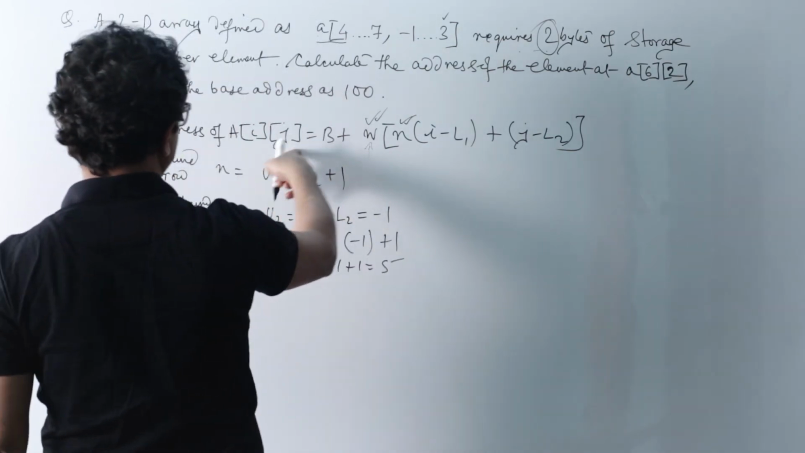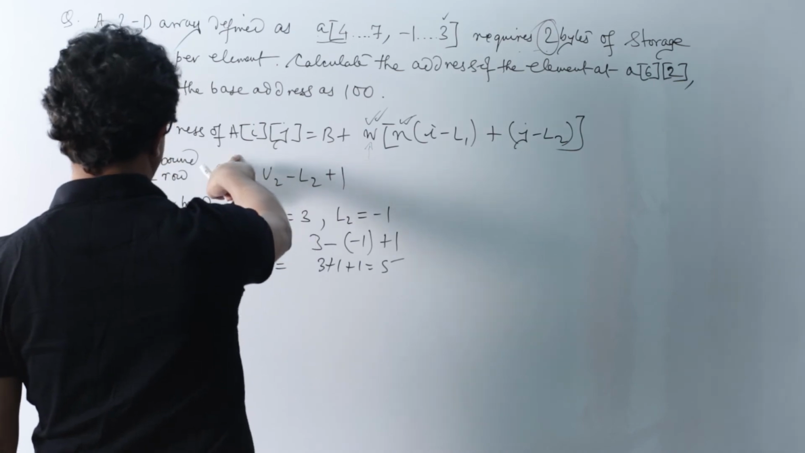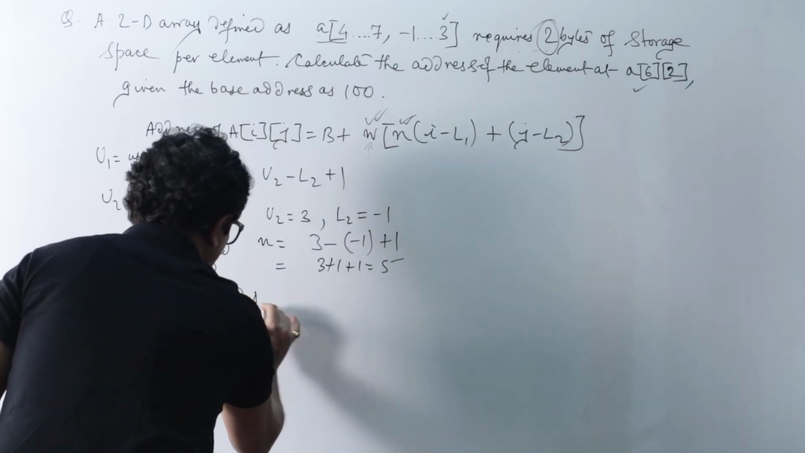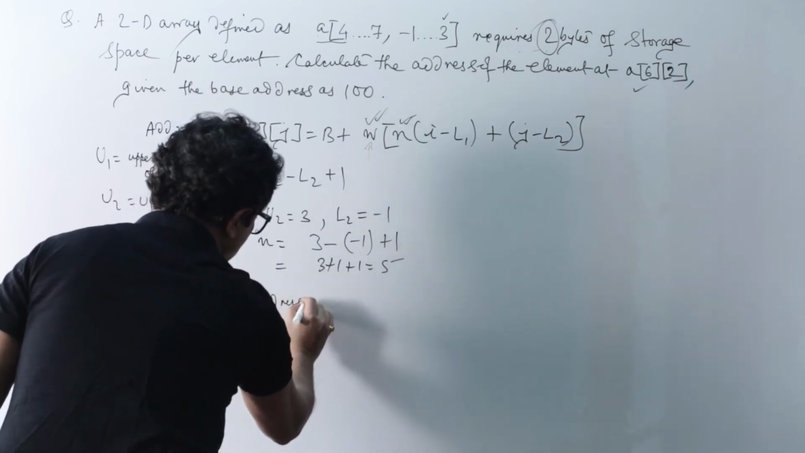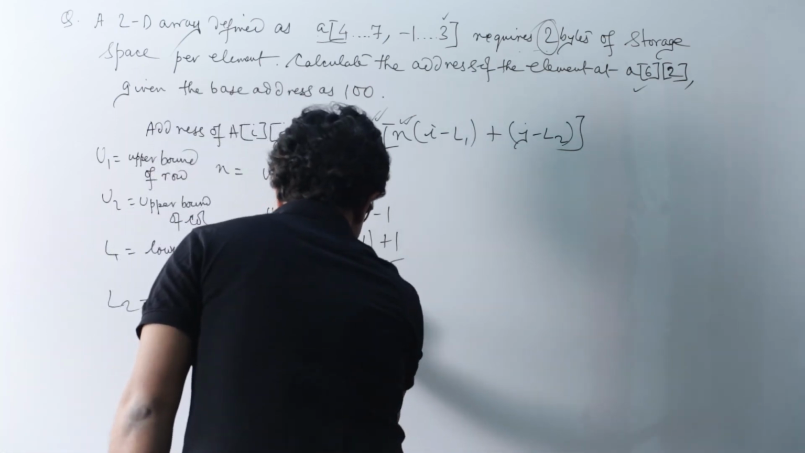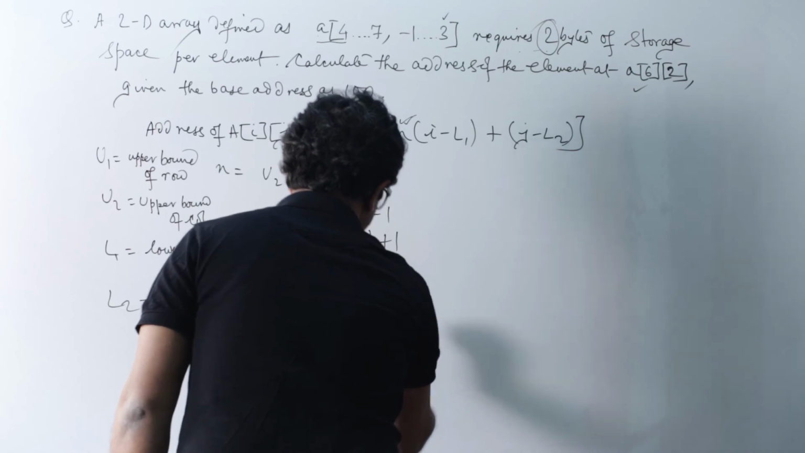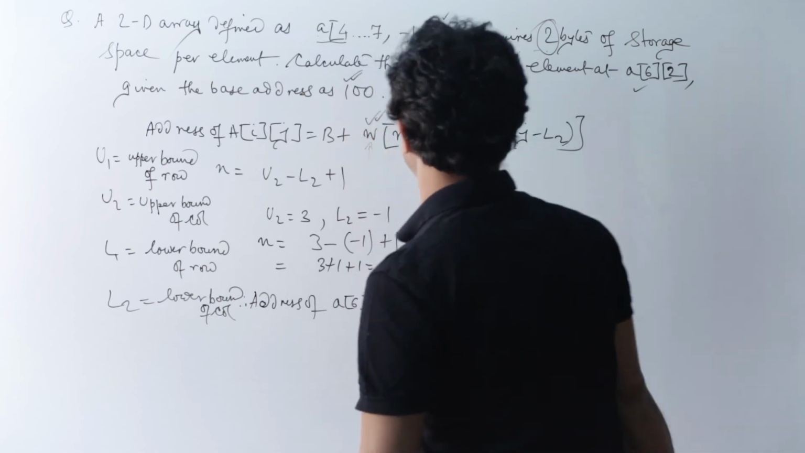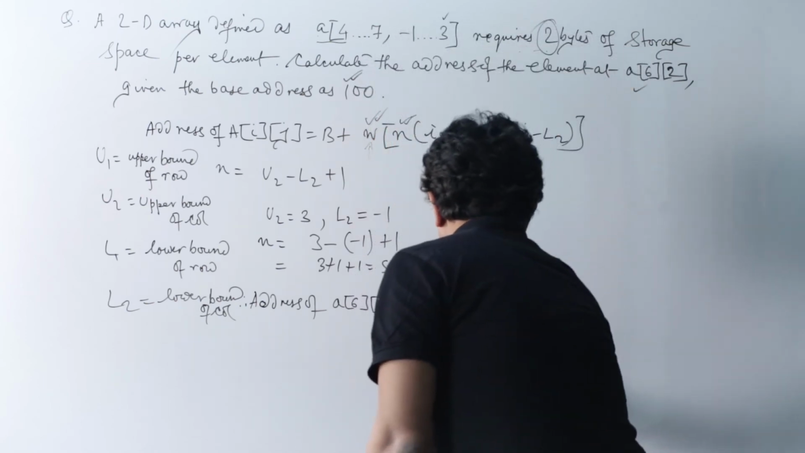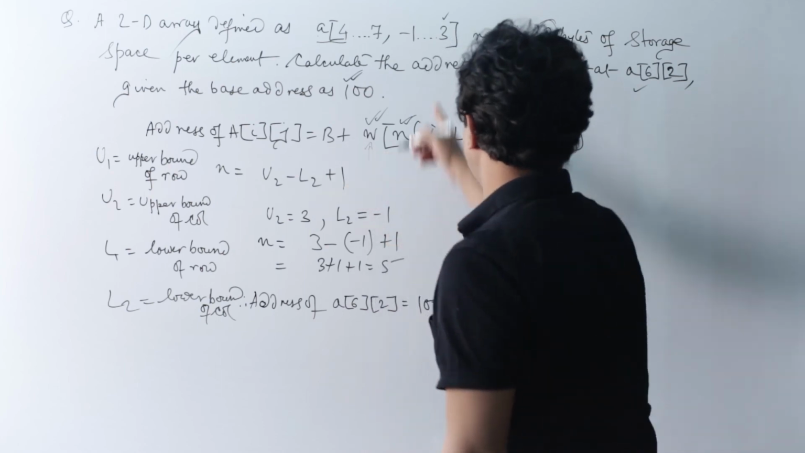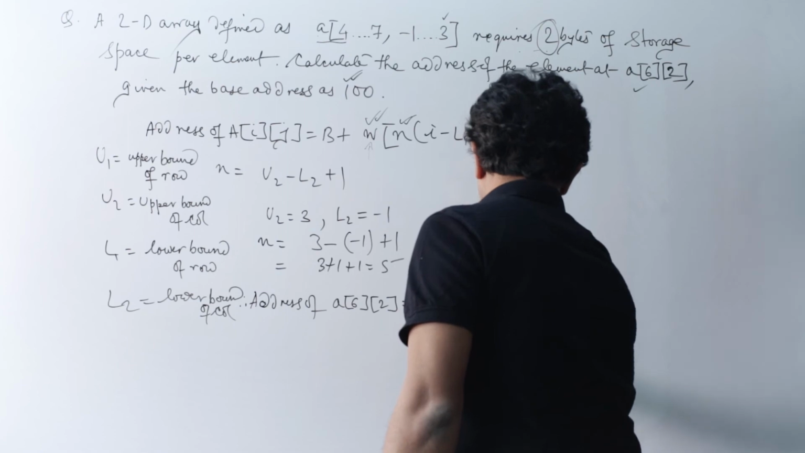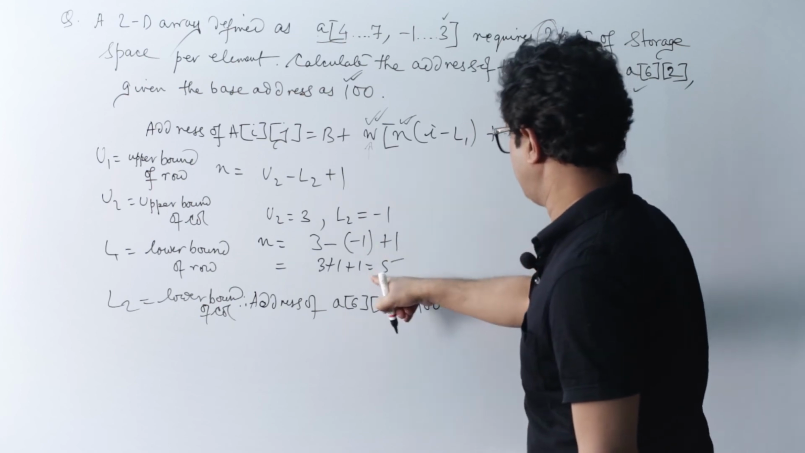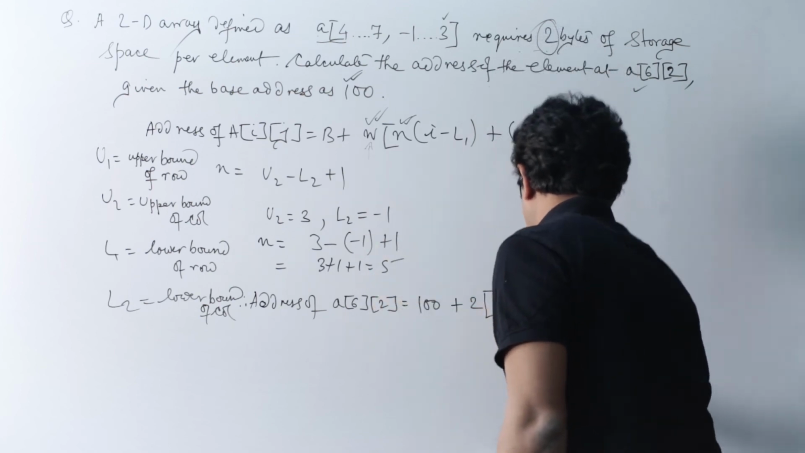Now we will try to find the address of the Aij element, which in our case is A62. So the address of A62 will be B, the base address, which is given as 100 as the input value, plus w, which is 2 bytes. Now this square bracket begins, and the number of columns we have determined is 5.